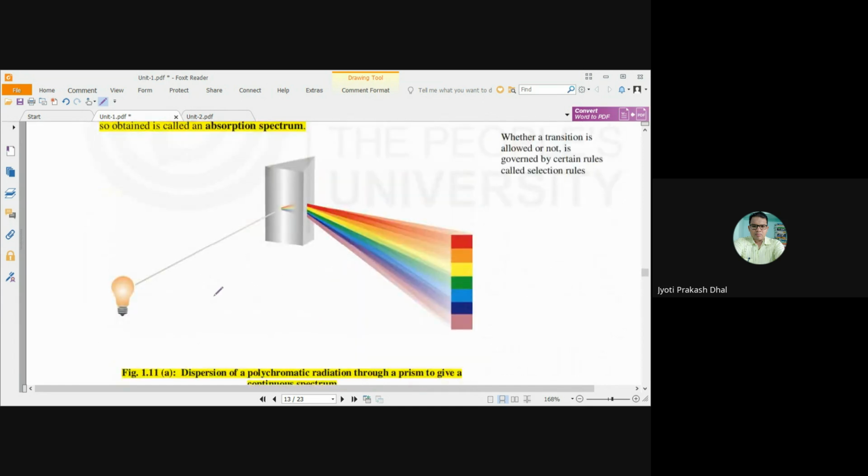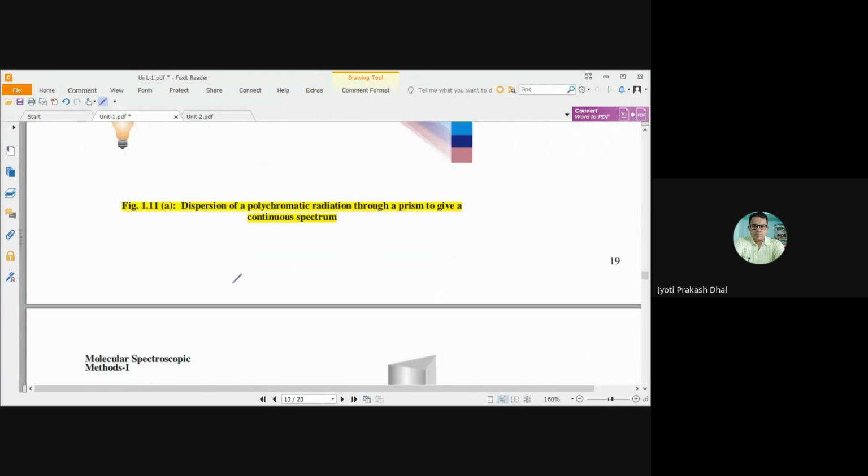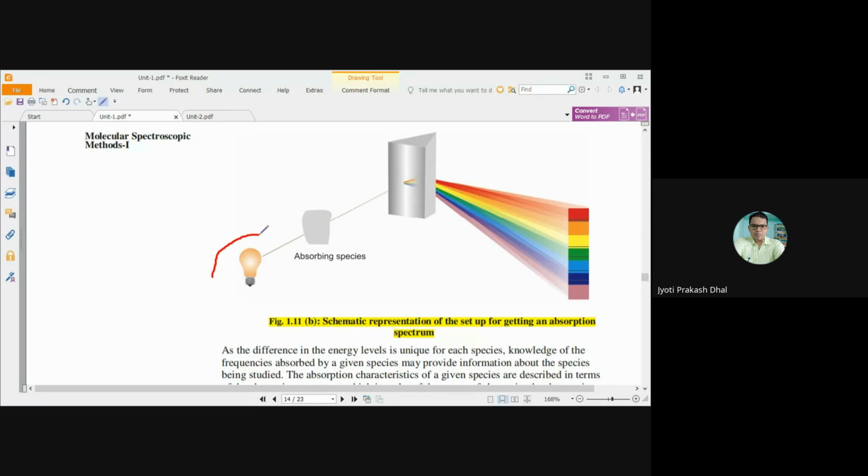So according to this figure, you can see, suppose this is the source of electromagnetic radiation, and that will be allowed to pass through the sample. Let the sample contain some different atoms or molecules having the characteristic of absorbing electromagnetic radiation of particular wavelengths. After passing through the sample, it will fall on a photographic plate.